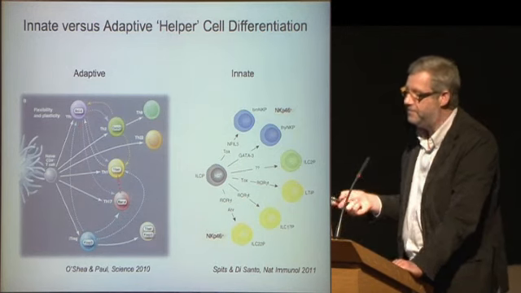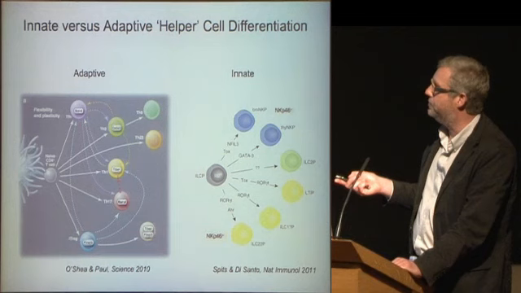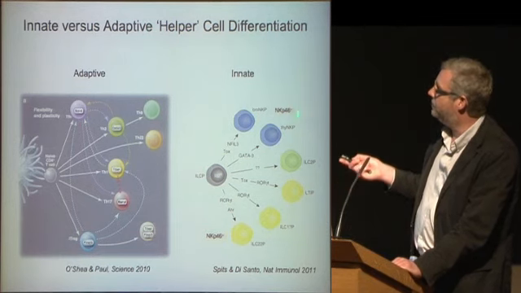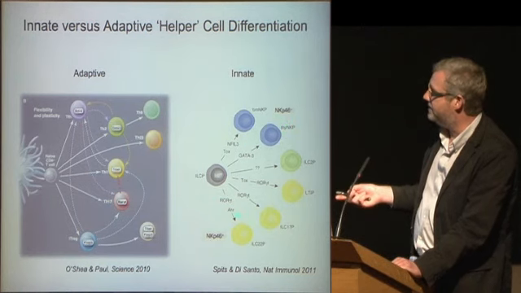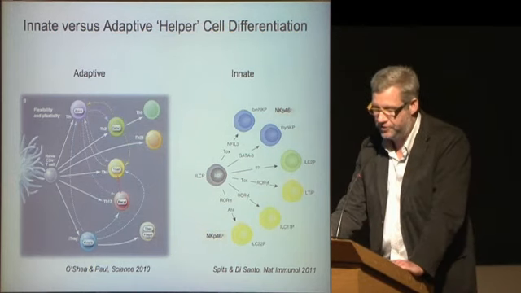Now, with this NKp46 CRE model, we were able to start to look into the question related to plasticity and flexibility. And as we know, we're able to then tag these NK cells or these IL-22 producing cells by using this fate mapping approach.